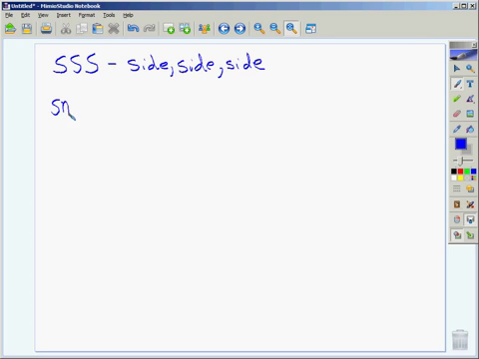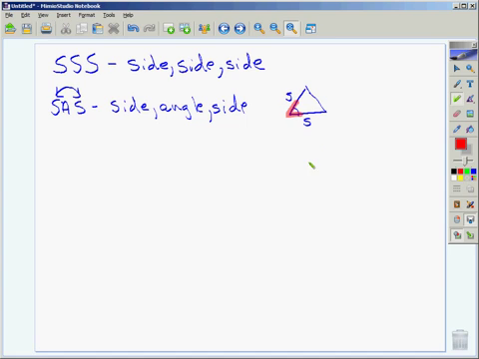You were given this, SAS, which stood for side, angle, side. And what's important to understand is that that angle had to be caught between the 2 sides. It would look like this in a triangle, where you can see that this angle is caught between the 2 sides that are there.